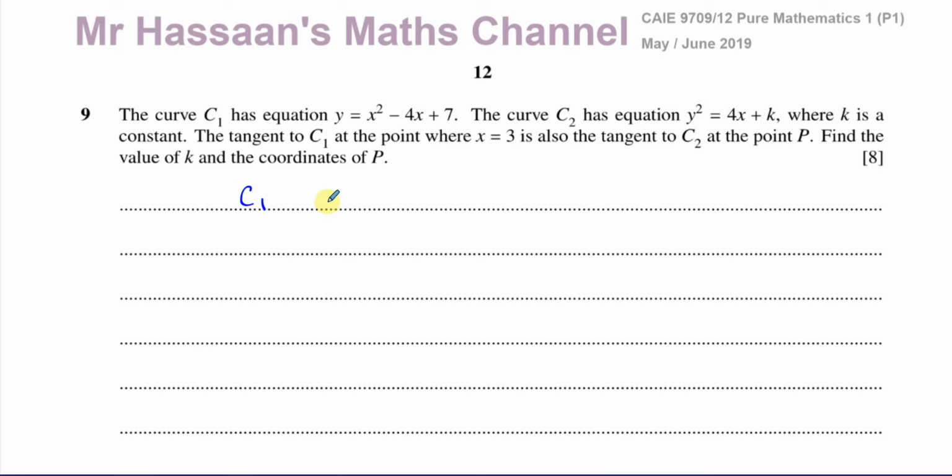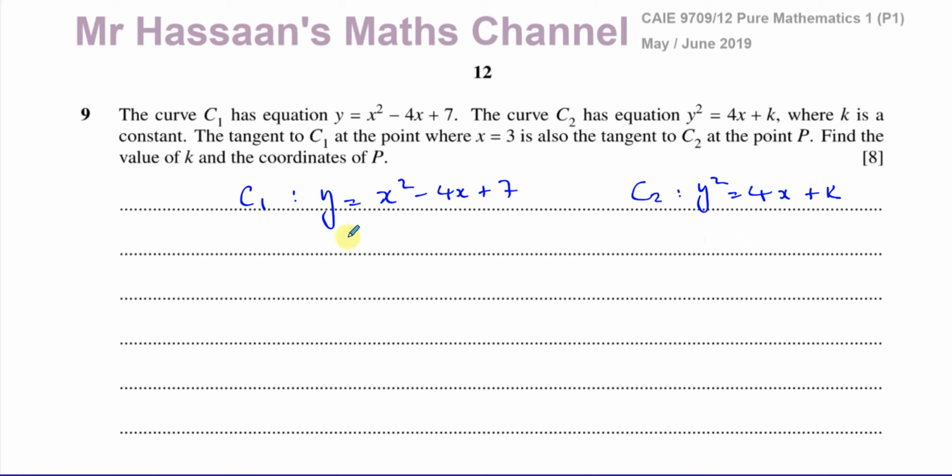So curve 1, as you can see, is a quadratic curve, but curve 2 is not a quadratic curve. It is something which will be like a square root curve. Y will be the square root of 4x plus k if you wrote it. Alright, so now it says k here is a constant.